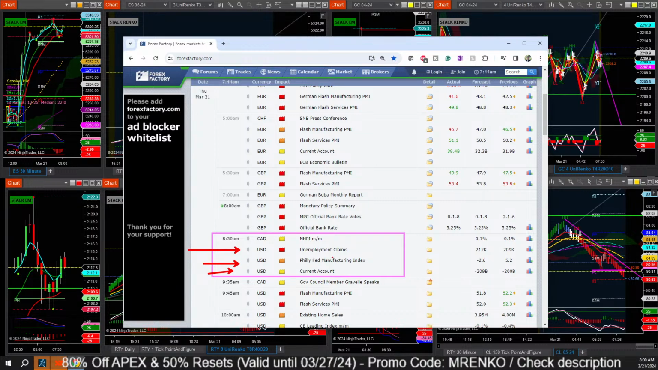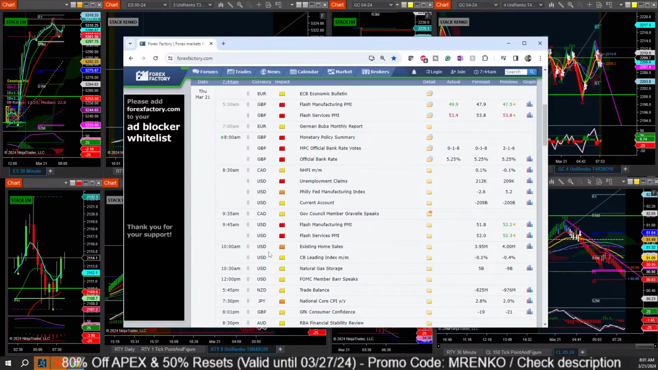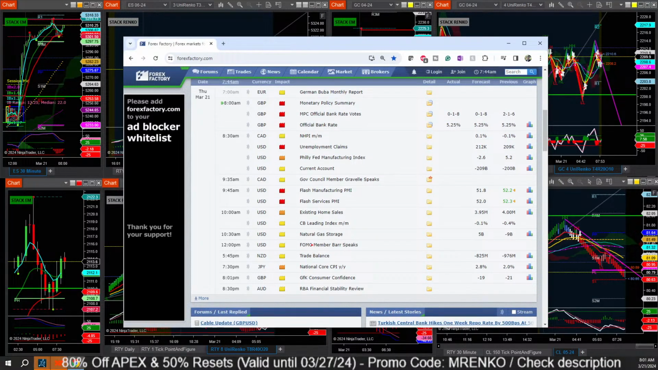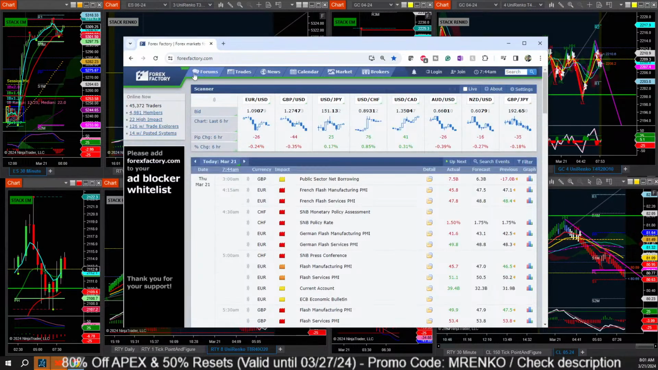Unemployment at 8:30. So that's important news. Then at 9:45, we do have manufacturing index PMI, and then home sales at 10 a.m. For those of you that trade natural gas, at 10:30 is the storage release, and there's an FOMC member speaking at 12. That would be it for today in the news.